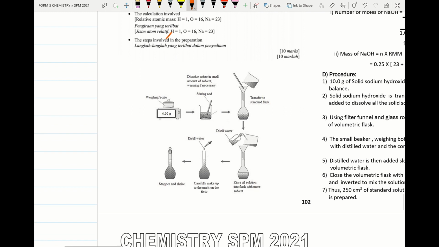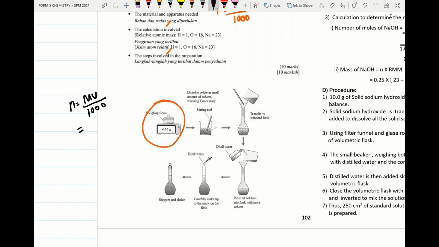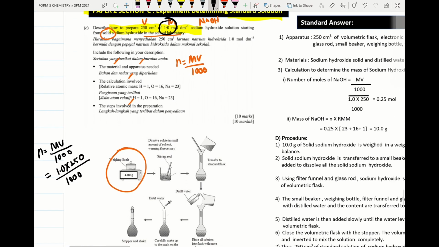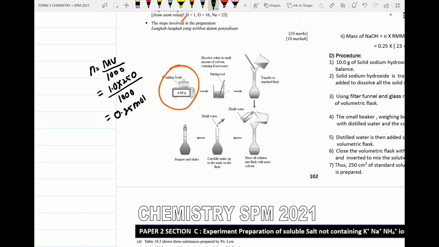So we try to check the diagram. So first thing, we need to measure the mass. In order to do the calculation, we take the number of moles as MV over 1000, applying the volume and concentration given in the formula. So the volume is 1.0, the volume is 250 divided by 1000. So we will get the answer 0.25. So 0.25 mole. And please use this formula to find the mass: mass over molar mass. From here, we find the mass of solid sodium hydroxide needed, number of moles times molar mass. So this is the formula that students need to do.